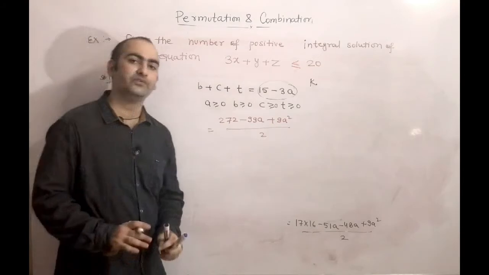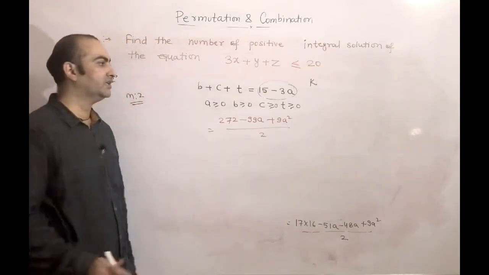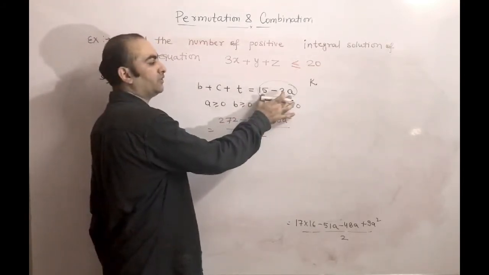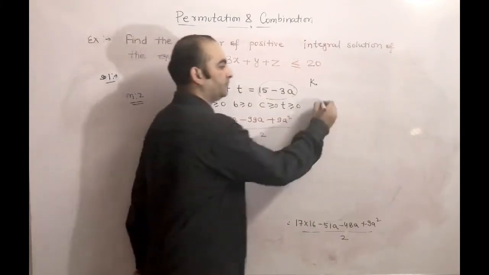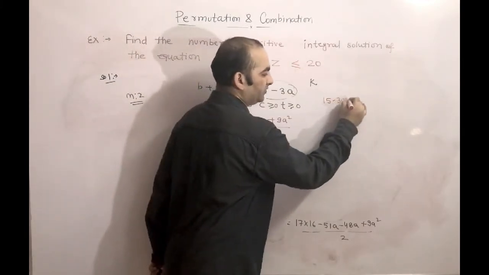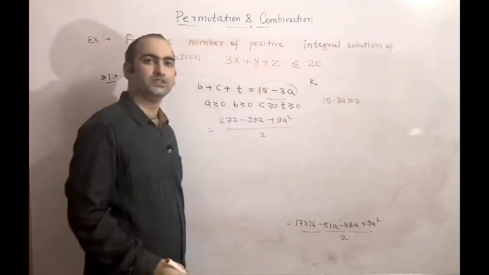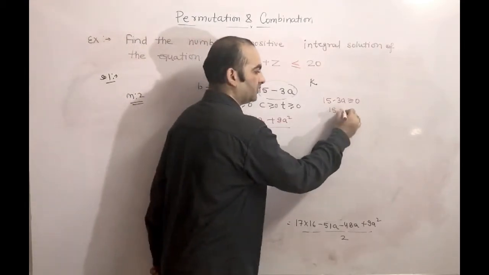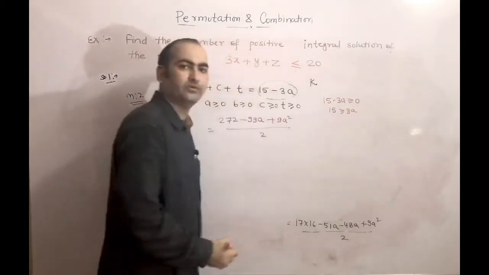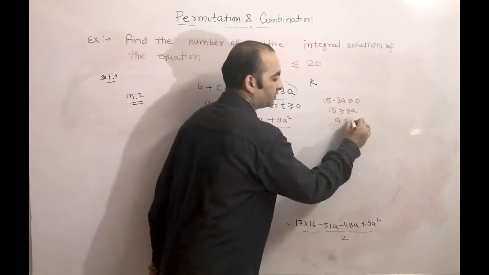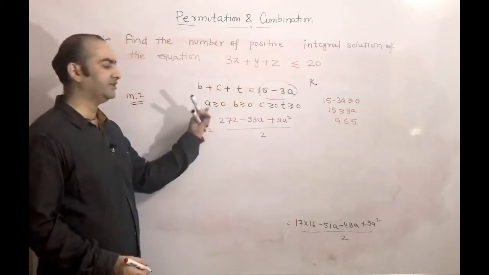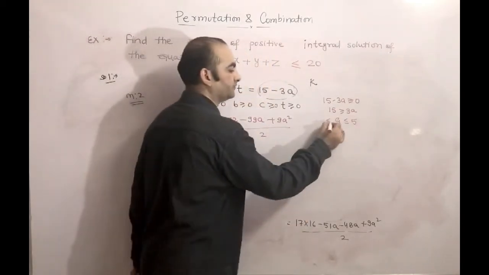Okay, now how to find the maximum value of a? We know that this should be greater than or equal to 0. So we can say that 15 minus 3a should be greater than or equal to 0. So from here, 15 is greater than or equal to 3a, so a should be less than or equal to 5. And from here we can say a should be greater than or equal to 0.